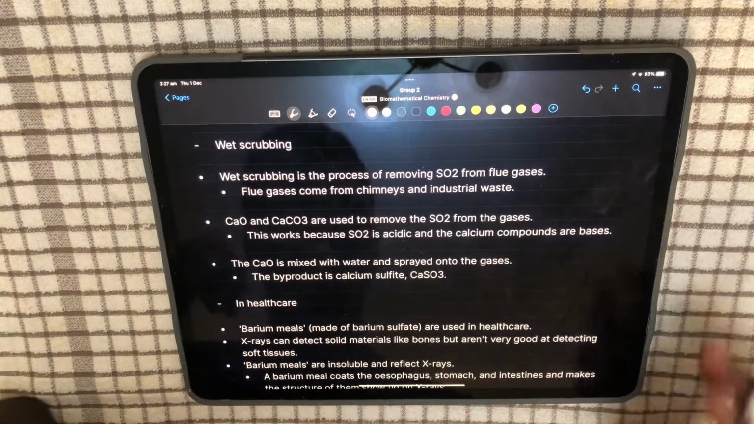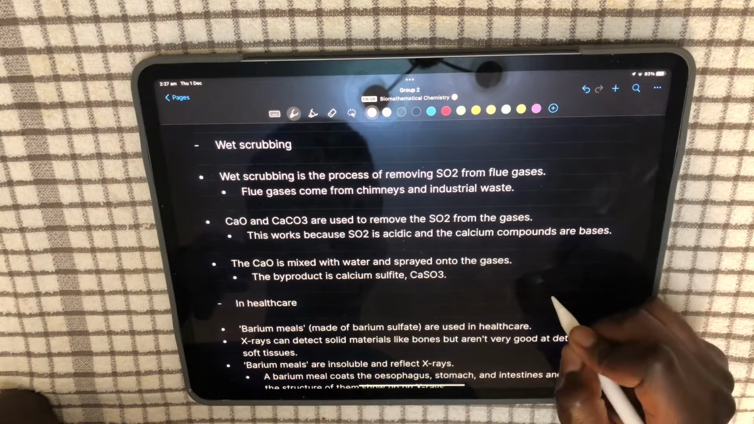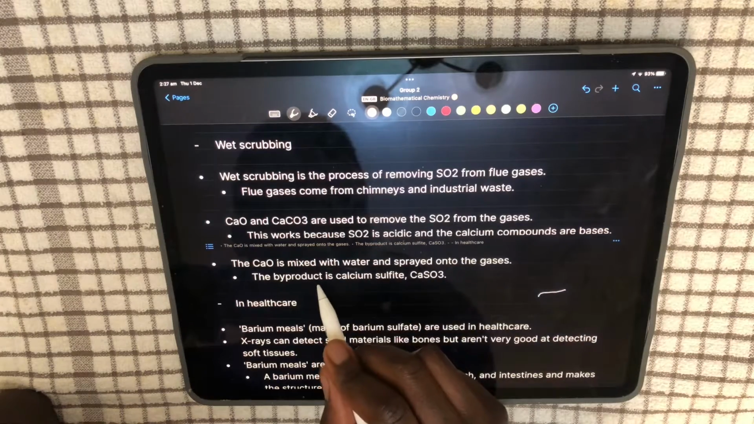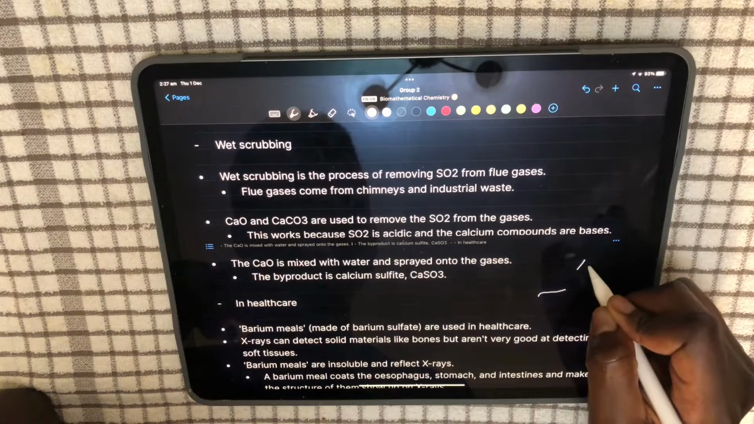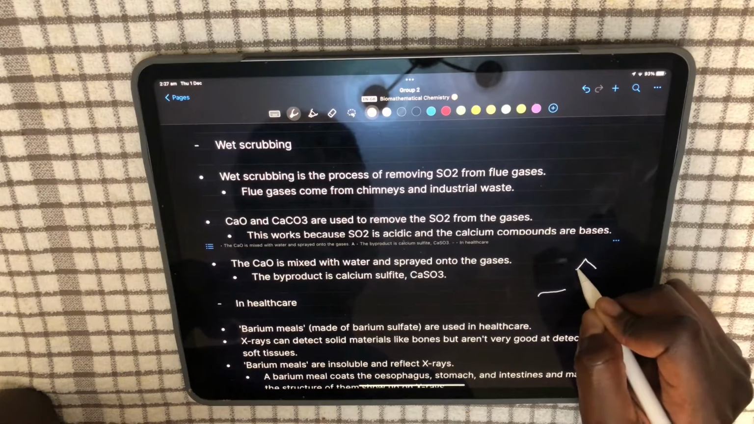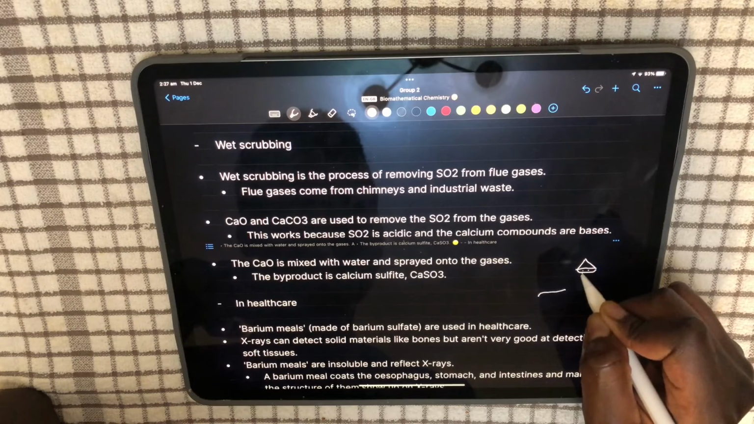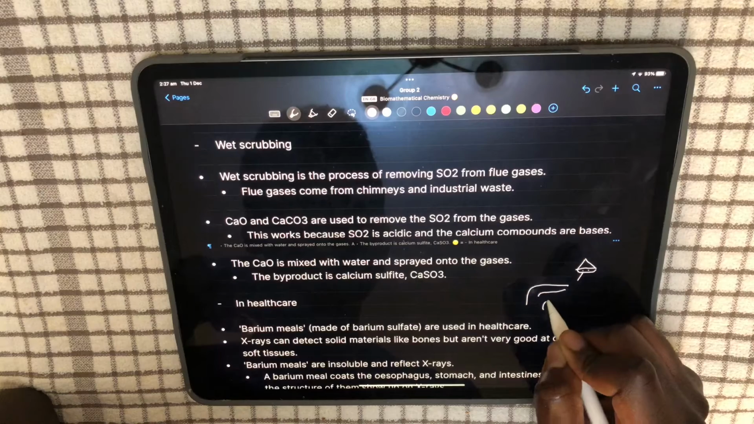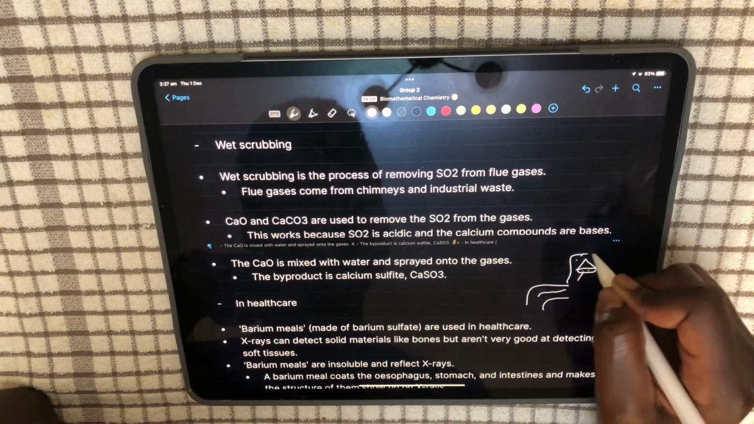The calcium oxide is mixed with water and sprayed onto the gas. Usually the SO2 gas will be funneled through a chamber, and then this calcium oxide mixed with water is sprayed, kind of like a shower head, onto the gas that's getting funneled. It'll be in a massive chamber.